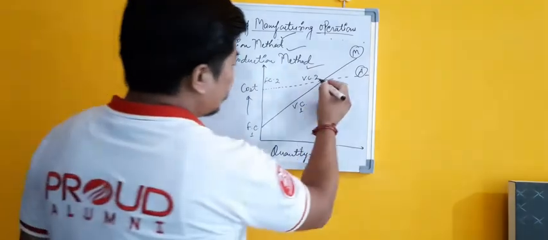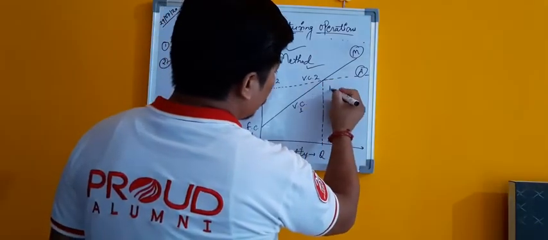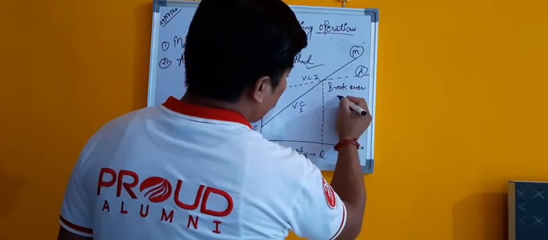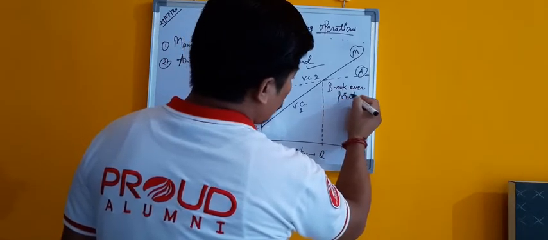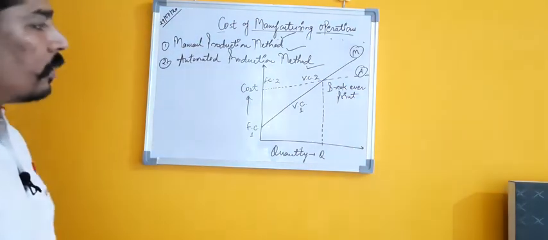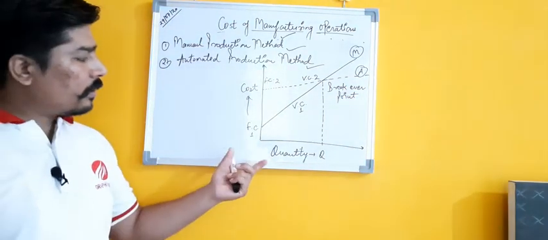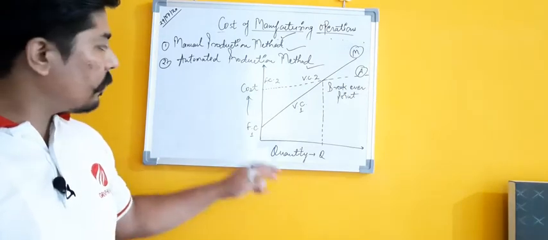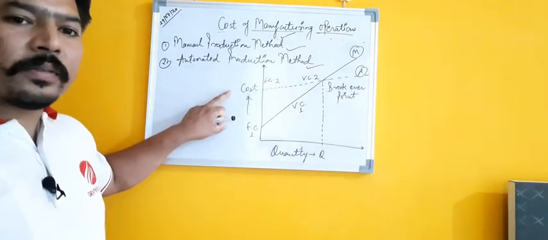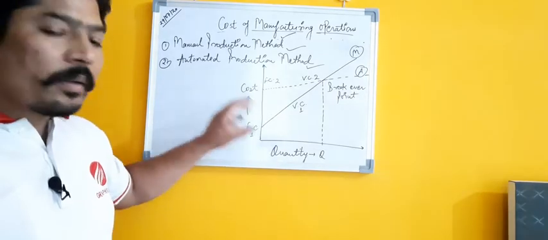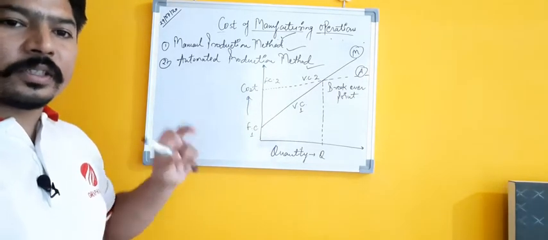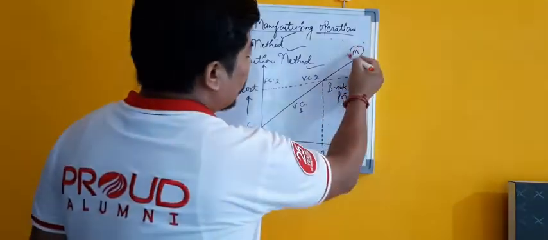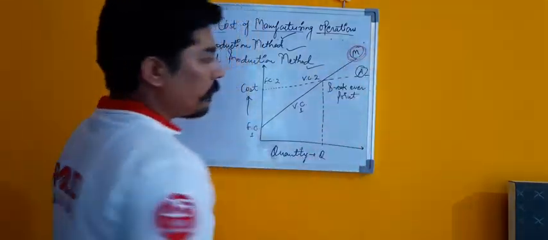Okay, and this particular point is your break even point. Clear? So now from here, the graph is between the quantity of the product produced in that particular manufacturing system and the cost associated with that particular component or part in your production system. Clear? So you can see here, suppose we are taking the example of this manual production method.